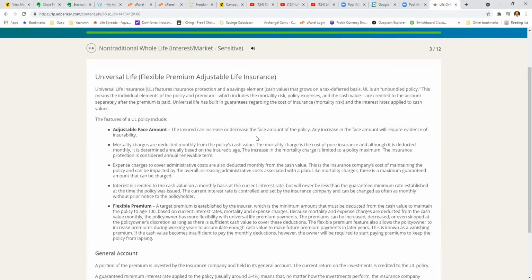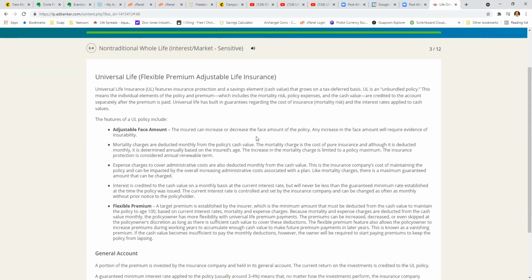So now universal life. I did not understand universal life when I was studying this. Now that I sell it and it's the primary thing I sell, I understand it, and the way they explain it in this thing makes no sense. So I'm just going to explain it how it really is.